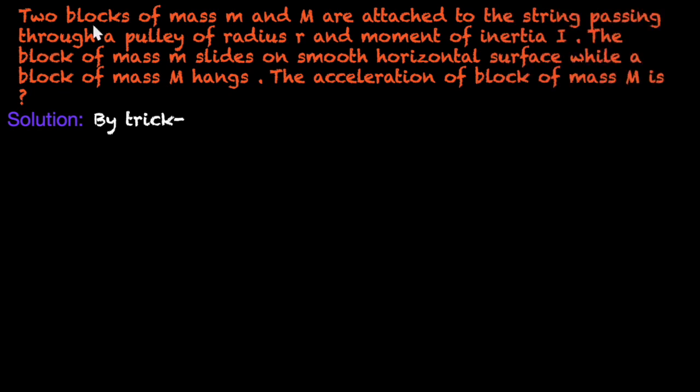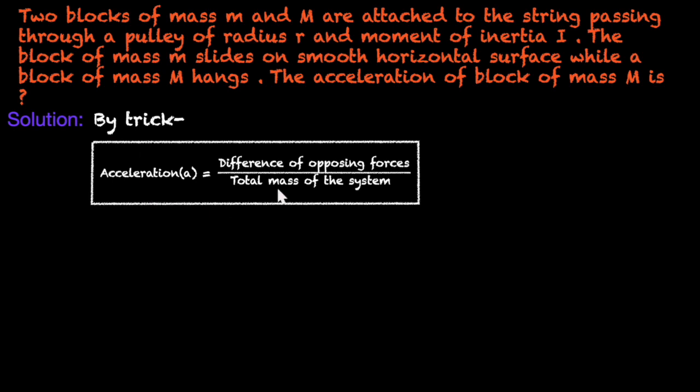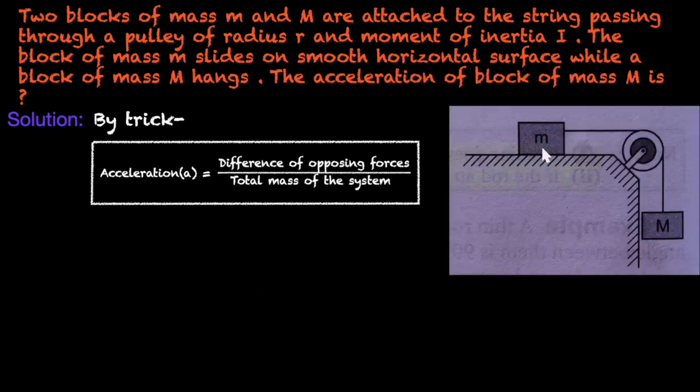So here is the question again: the two blocks of mass small m and capital M are attached to a string passing through a pulley of radius r and moment of inertia I. The block of mass small m slides on a smooth horizontal surface, while the block of mass capital M hangs. The acceleration of the block of mass capital M is? So let's see what the trick says. The trick says the acceleration a is simply the difference of opposing forces divided by the total mass of the system. So this is the trick, and this is the same figure as earlier.